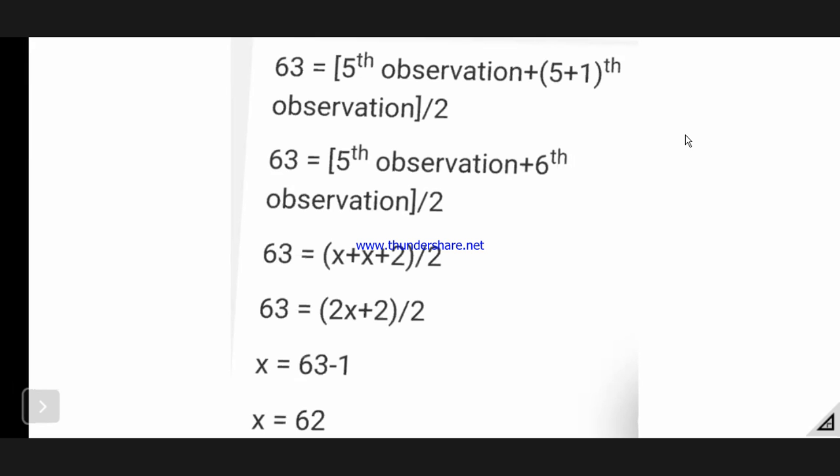They have given the median as 63. The middle values are x and x plus 2, so we get (2x plus 2) by 2. So x is equal to 63 minus 1. The value is 62. Your answer is right. Shall we move to the next? Anyone is having doubt? No doubt, ma'am.